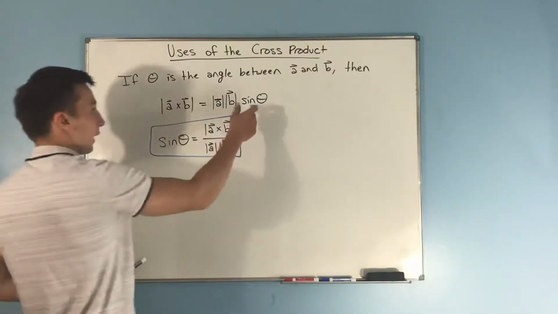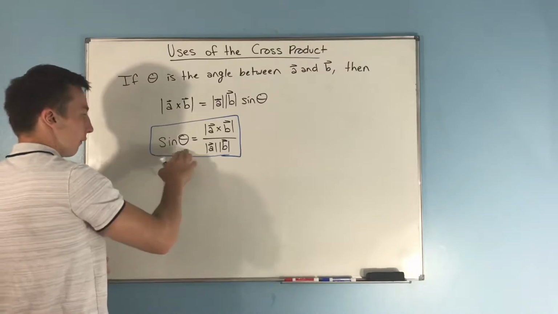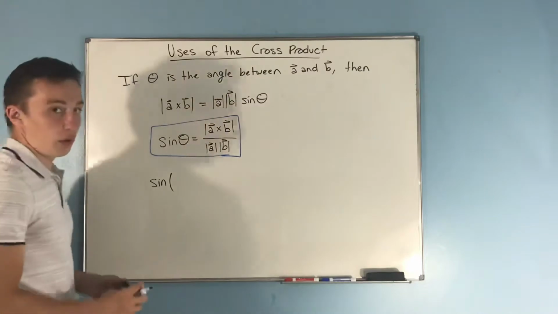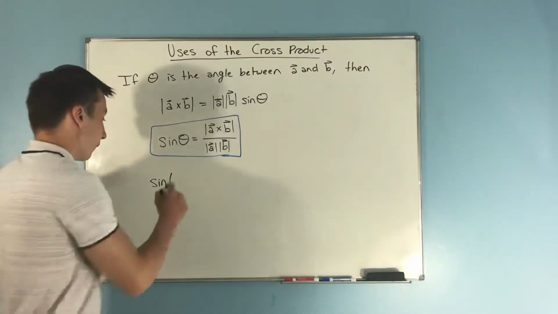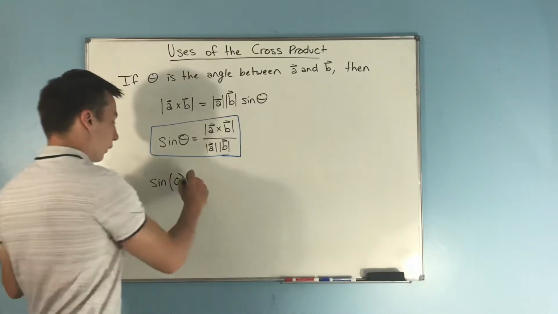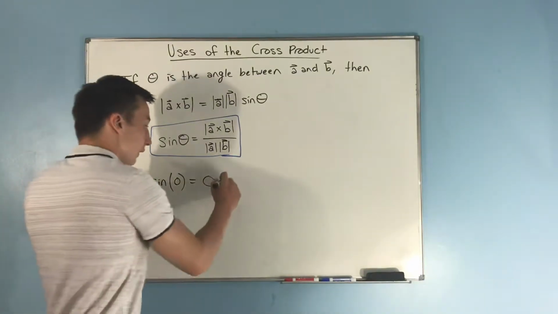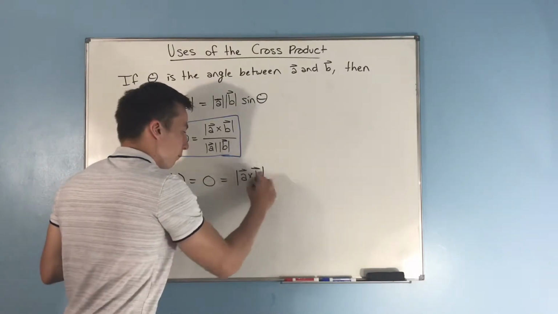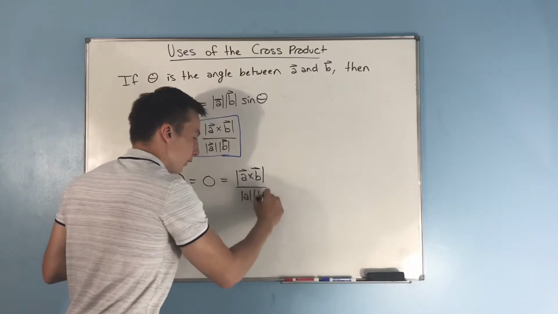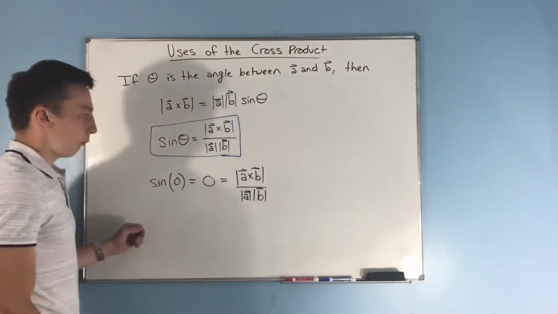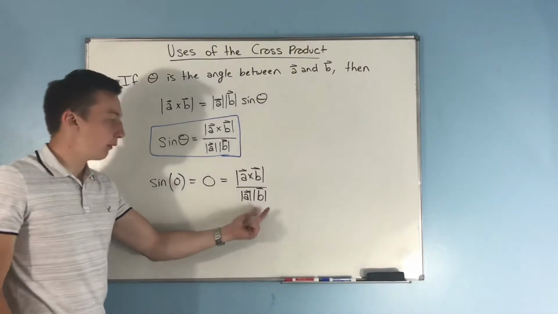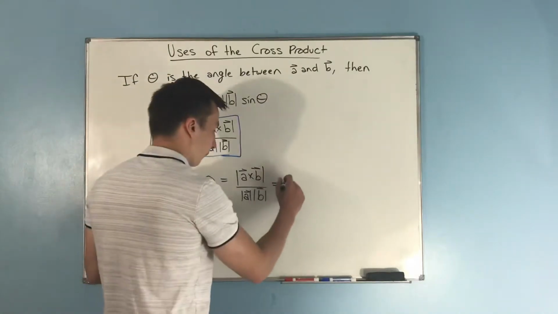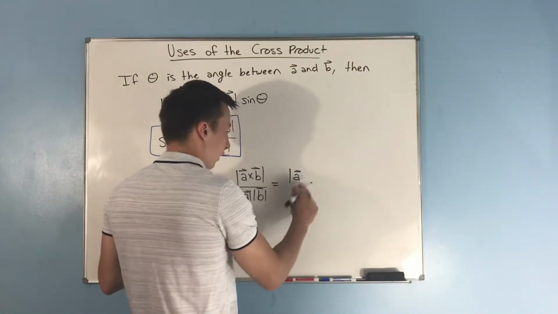So now we're going to do the same thing, but with the cross product. We have a sine theta here, and we're going to make that 0. How do we make sine theta 0? Well, we have to plug in a 0 for theta. Sine of 0 equals 0. And if that equals the magnitude of A cross B over the magnitude of A times the magnitude of B, we can multiply the magnitude of A and the magnitude of B over here, and then it just goes away. So we get that this is equal to the magnitude of A cross B.